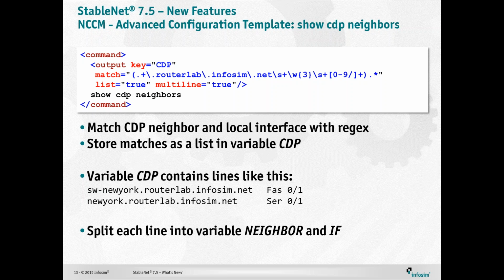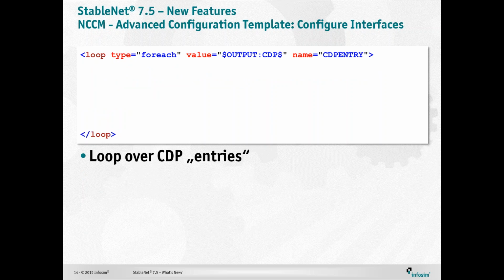If you look at the lower part of the screen, you see how the variable looks after the parsing. So the variable consists of multiple entries which include the neighbor router name and the name of the local interface, like here RouterLab switch New York and FastEthernet 0/1. What we need to do next is to split that line into the part of the router name and the part of the interface name. And of course we need to loop through all the lines because we want to configure all the line entries on our system. So we loop through all the lines of the CDP variable.